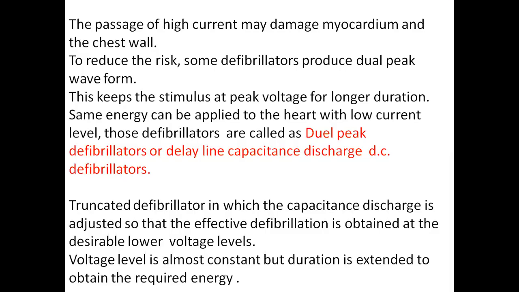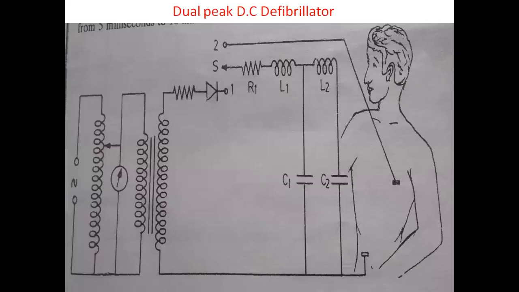and here is the schematic diagram of the dual peak defibrillator. It is similar to the normal or ordinary type of DC defibrillator, but to produce the second peak on the voltage, we are using another capacitor C2. We are connecting the capacitor C2 and L2 here.